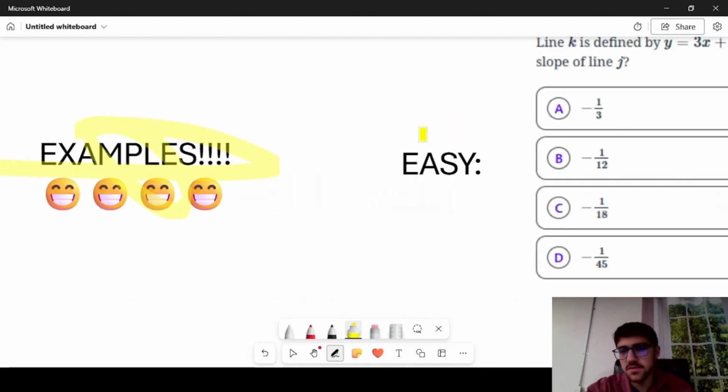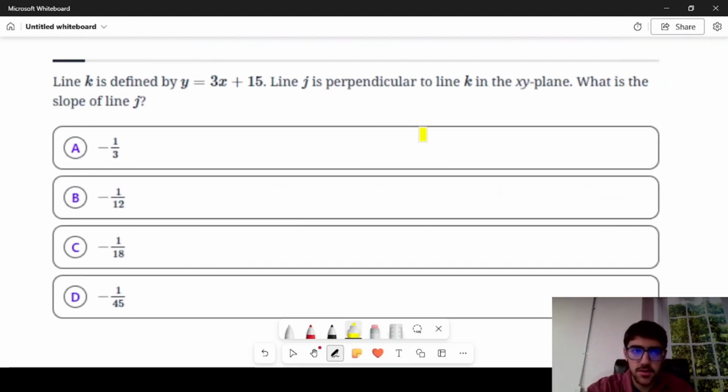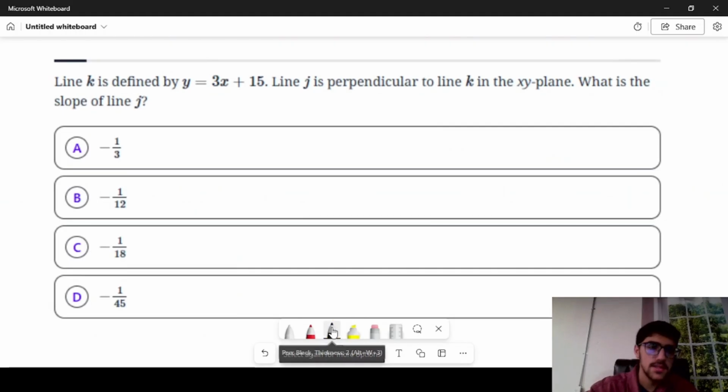So examples. This is the first one, an easy one. It says that line K is defined by y is equal to 3x plus 15. Line J is perpendicular to line K. What is the slope of line J?